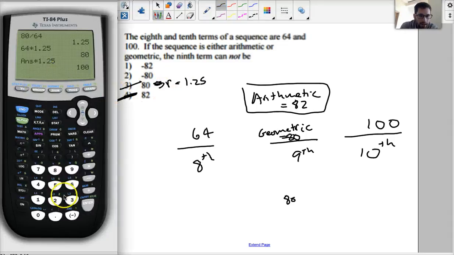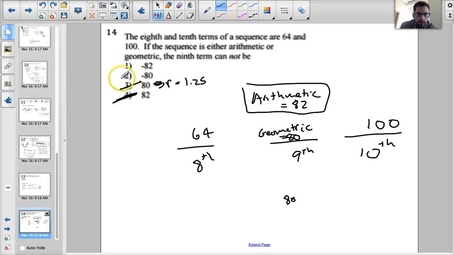It could also be negative 80, I'm pretty sure, if my common ratio were negative 1.25. So if I did 64 times negative 1.25, that would give me negative 80 times another negative 1.25. That'll give me a positive 100 again, so that is out because this would be a common ratio of negative 1.25, which means that the only one it could not be would be negative 82. A geometric series would not have that.